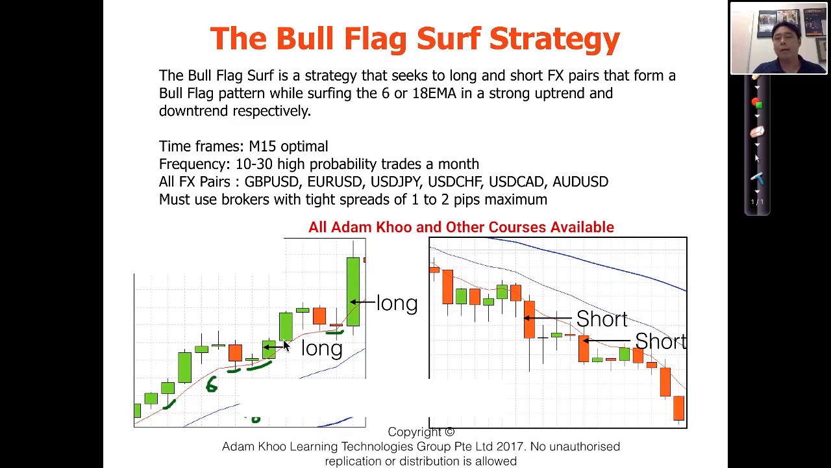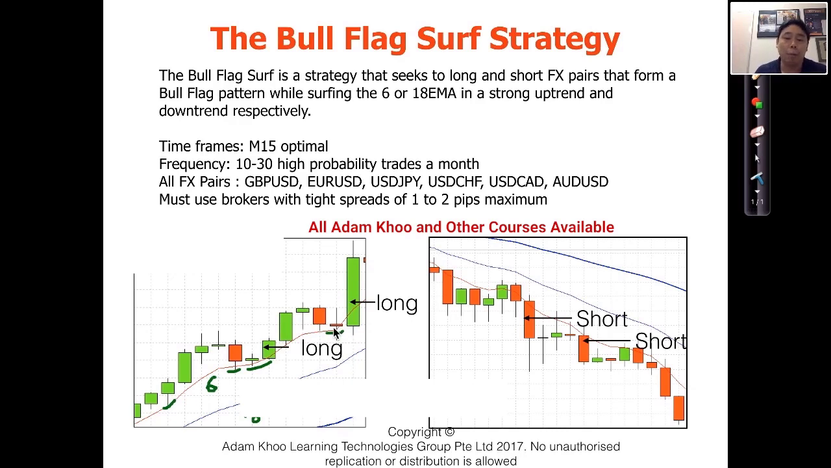Okay. And when I talk about surfing, I mean, there are many ways you could surf. Sometimes the body of the candle is above the moving average and the lower shadow touches the moving average, and that's fine, that's a surf as well. Sometimes that happens again: the body is above the moving average and the lower shadow cuts below it. That's a surf as well.